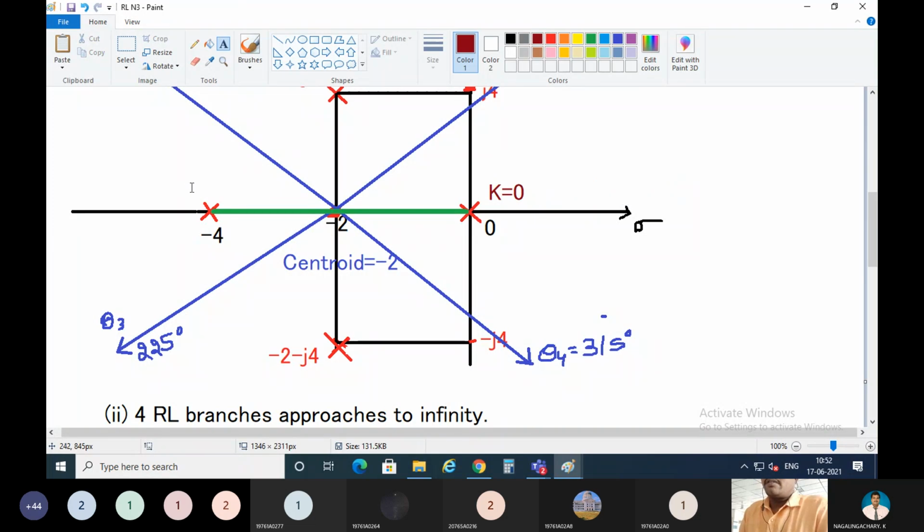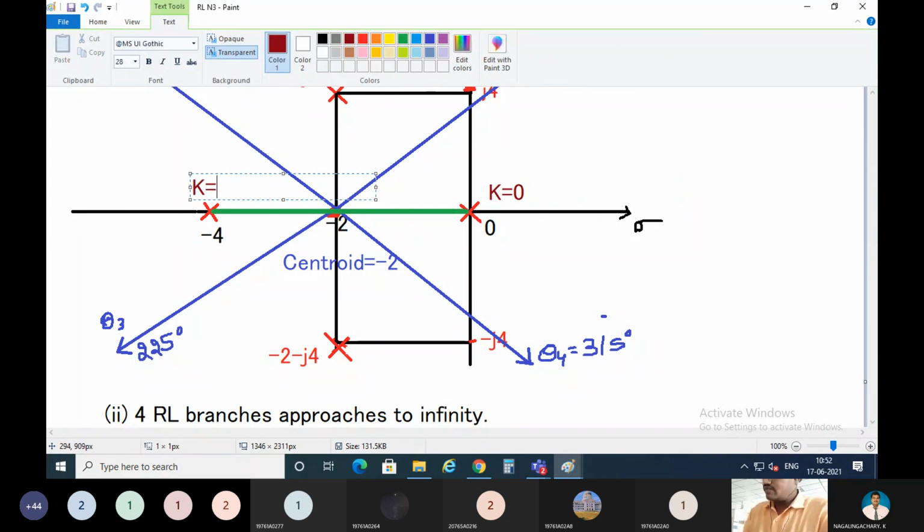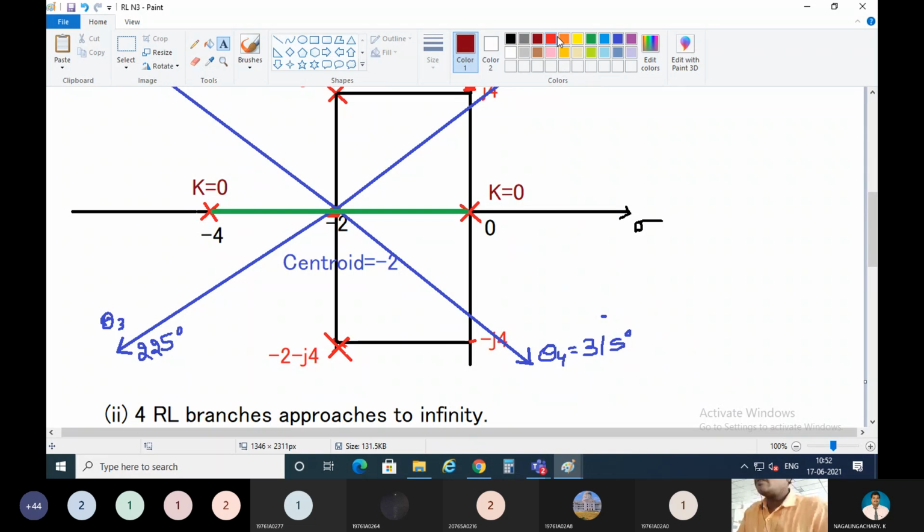In both cases, k is equal to 0. So the root locus, when the k value is increasing on this side and this side, the location of poles should be like this. They are going to be shifting the poles like this. So this locus we can call the root locus. On this side also, as k is increasing, the root locus shifts like this to the left side.